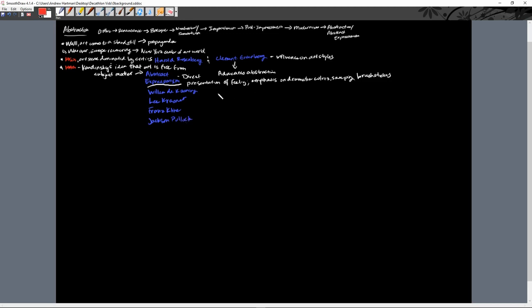Okay, let's get some dates on these guys. Willem de Kooning, 1904 to 1997. Lee Krasner, 1908 to 1984. Franz Kline, 1910 to 1962, and Jackson Pollock, 1912 to 1956. Pollock in particular is going to abandon painting with paintbrushes and instead just start to drip paint onto the canvas.